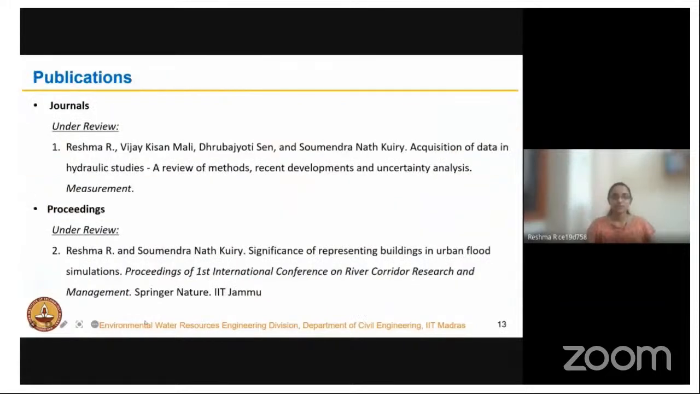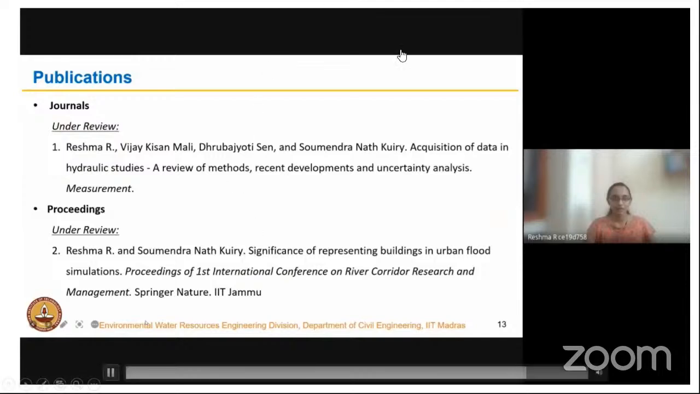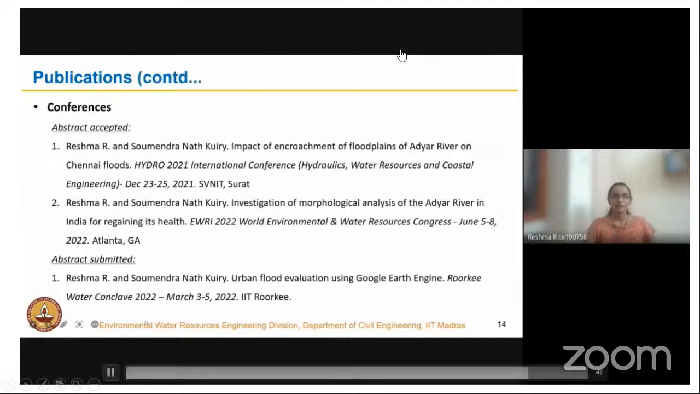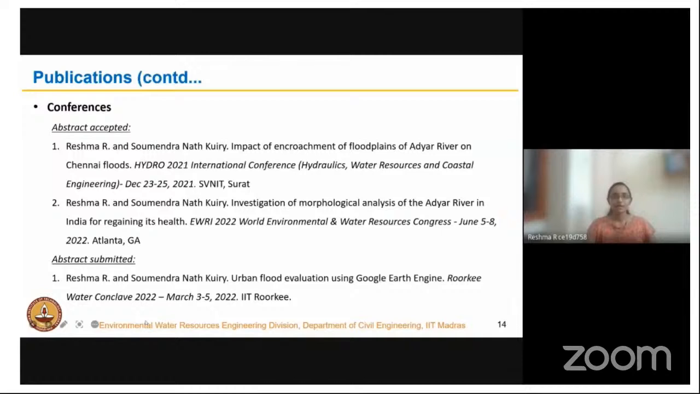These are my publications. One review paper is under review in Measurement Journal. One paper is under review in the proceedings of the First International Conference on River Corridor Research and Management conducted by IIT Jammu. Two abstracts have been accepted by Hydro 2021 International Conference and EWRI 2022 World Environmental and Water Resources Congress. Another abstract has been submitted and is under review with Roorkee Water Conclave 2022.